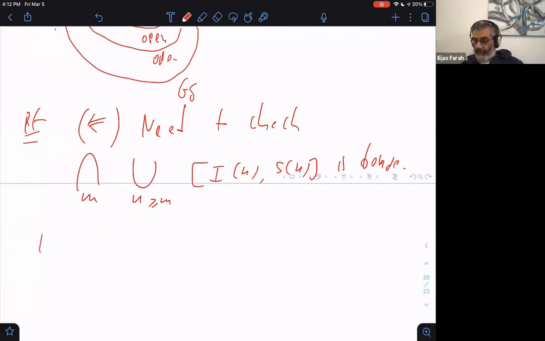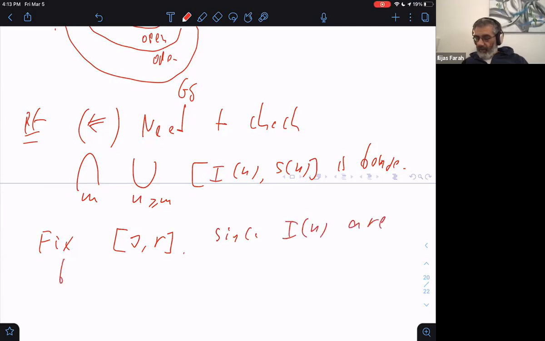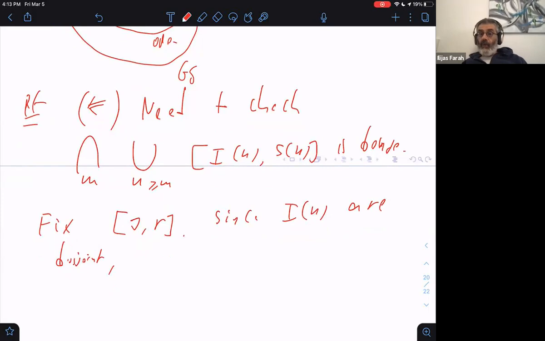Oh, okay, so just fix some non-empty open set. And I can as well fix a basic open set. So fix some J_R. So I need to prove that, what do I need to prove? I need to prove that my intersection hits this set. Now, since the I_n are disjoint, and since J is finite, at most finitely many of them can intersect J. And so for all but finitely many n, I_n intersect J is empty.